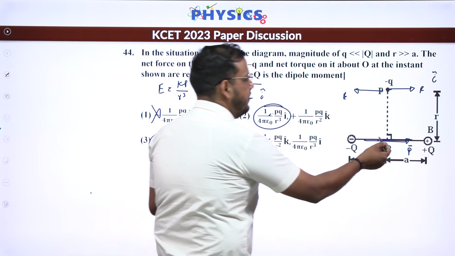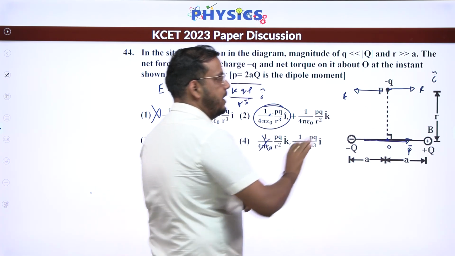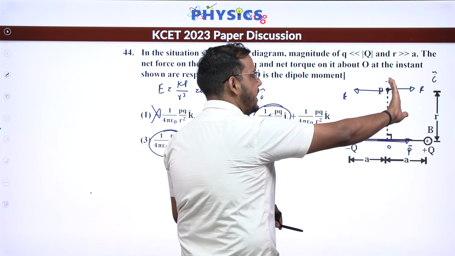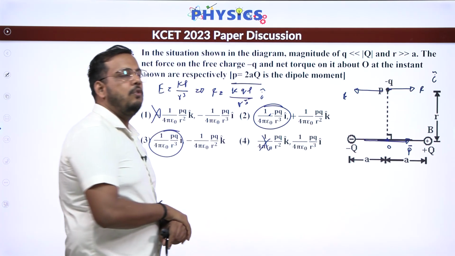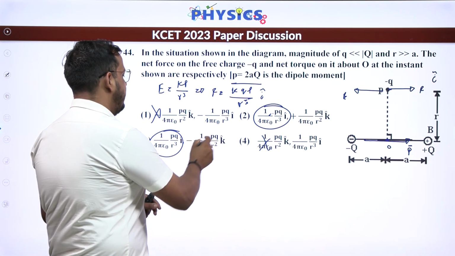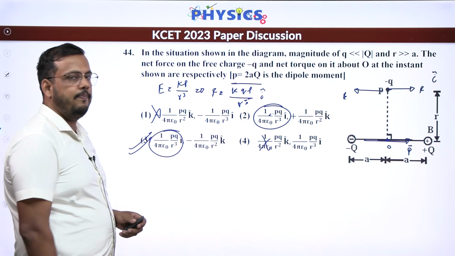Okay, now let's check the torque. Torque about O we have to see. What is the formula of torque? r cross F. If we apply r cross F, the direction of torque is coming inside the plane, so it should be minus k cap. In one option only, minus k cap is given. So this is the correct answer, option 3.